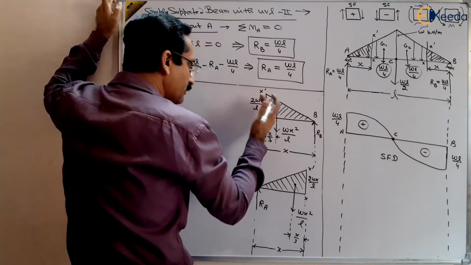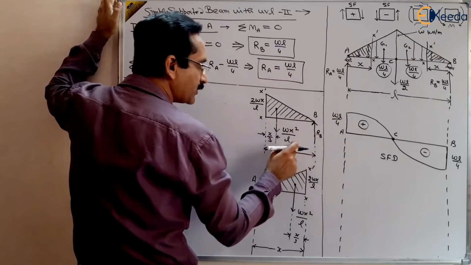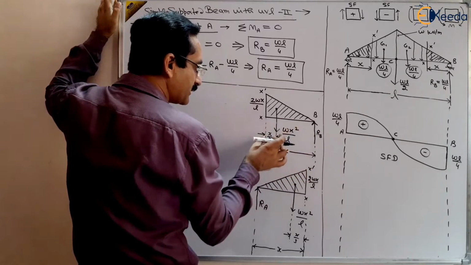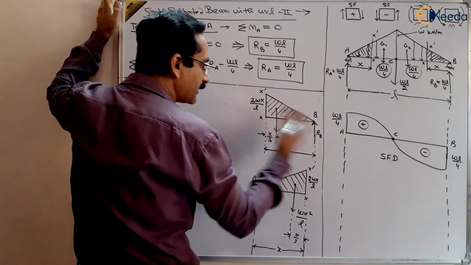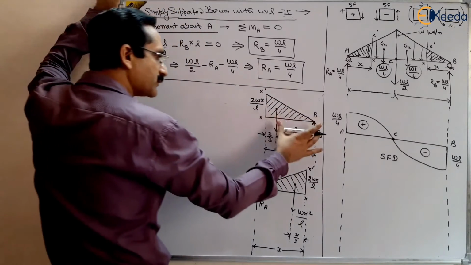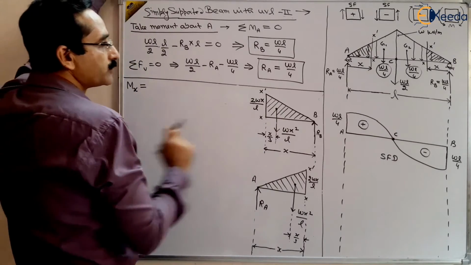we are taking from B side, this part, right? So what are the forces to the right of the section? There are two forces, RB and Wx square by L. RB is at a distance x, Wx square by L is at a distance x by 3. Take the moment of these two forces about x, and that will be the bending moment at x, right?